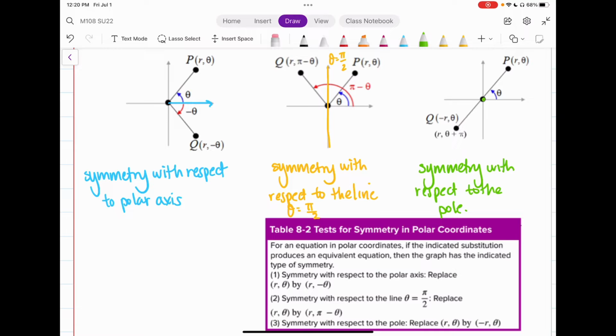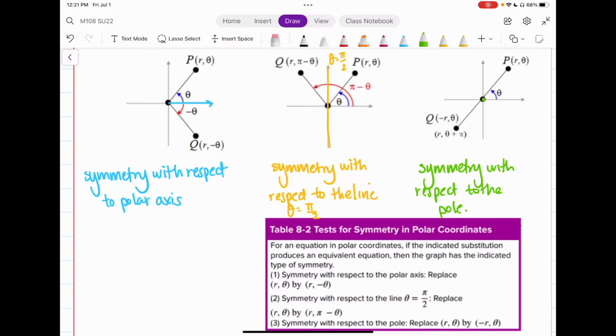Symmetry with respect to the pole or the origin is like odd symmetry in rectangular coordinates. And symmetry with respect to the line theta equals pi over 2 is like even symmetry in rectangular coordinates. And here in the box, you see how you test for those types of symmetry. So when you're testing for symmetry in the rectangular coordinate system, all you have to do is plug in a negative x, and then you see whether you get back the original function or the function negative.